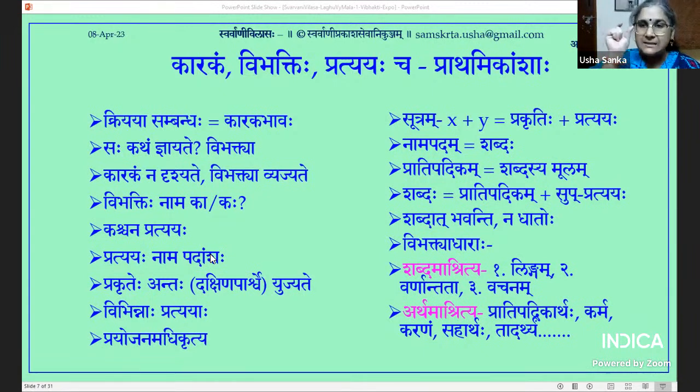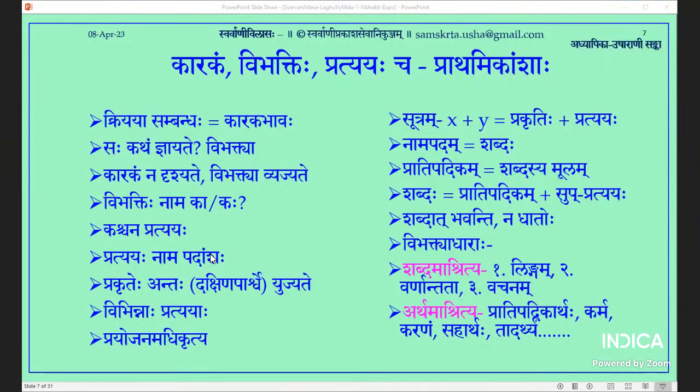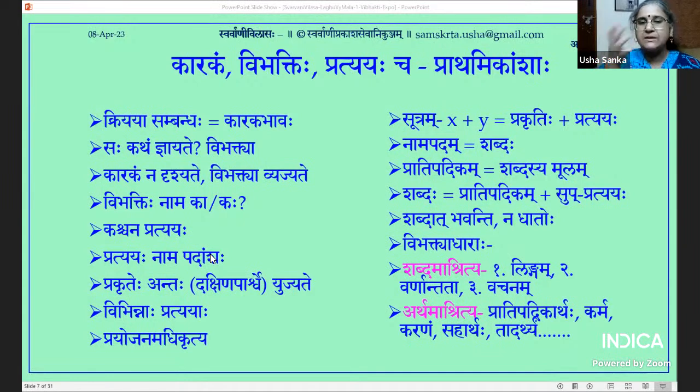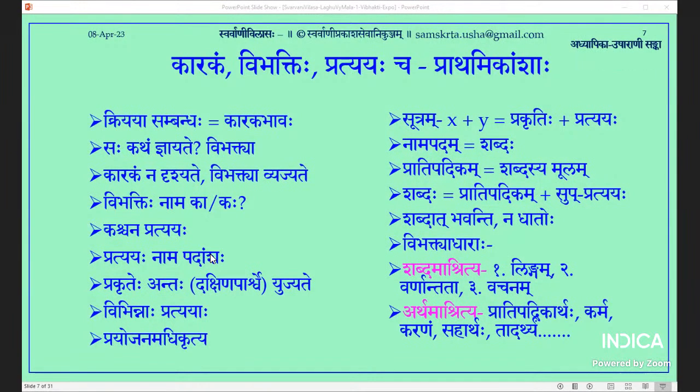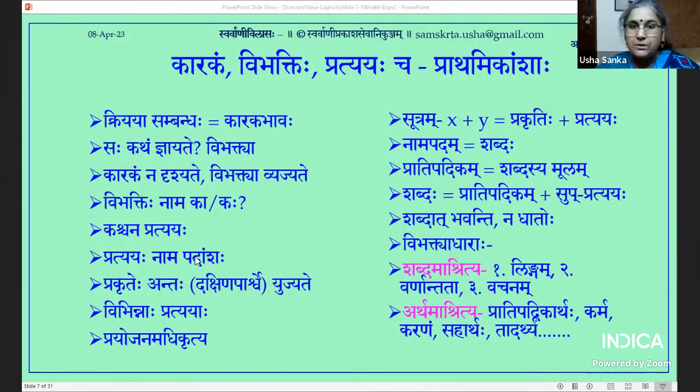And nominal words have the Prakriti, or the X, as Pratipadikam. So this Pratipadikam is the Moolam, Shabdasya Moolam. This is the base of the nominal word. So now our formula becomes Pratipadikam plus Sup Pratyaya or Vibhakti Pratyaya. Sup or Vibhakti is the same. So it is Pratipadikam plus Sup Pratyaya that generates a Shabda, with so and so meaning we want to say in the world.